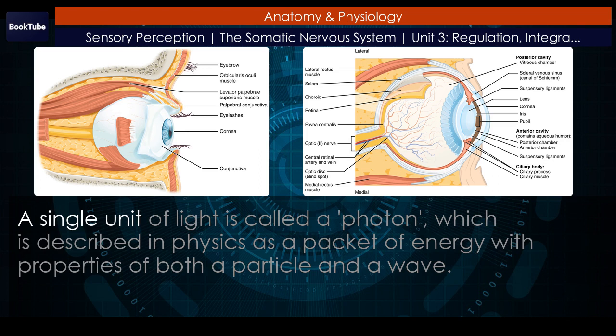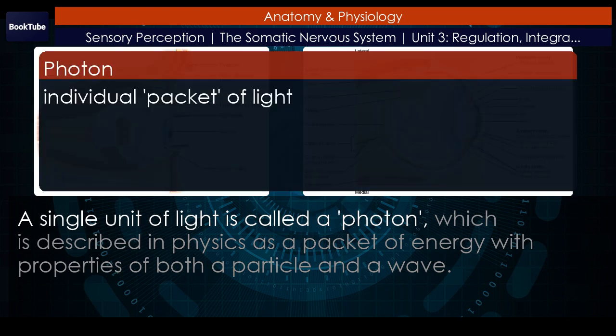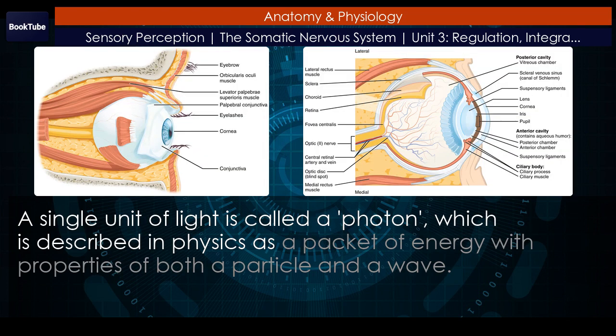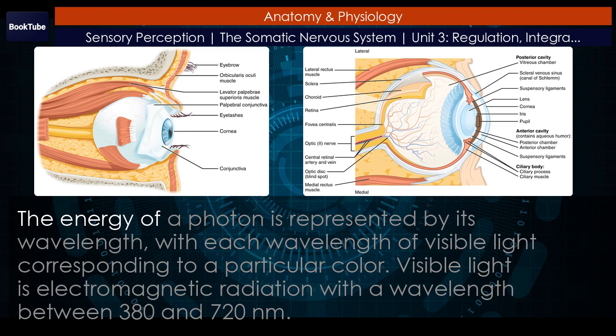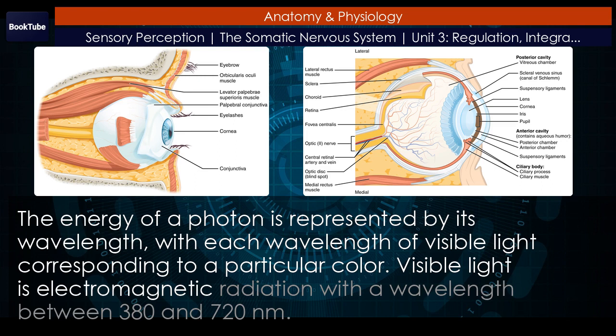A single unit of light is called a photon, which is described in physics as a packet of energy with properties of both a particle and a wave. The energy of a photon is represented by its wavelength, with each wavelength of visible light corresponding to a particular color. Visible light is electromagnetic radiation with a wavelength between 380 and 720 nanometers.